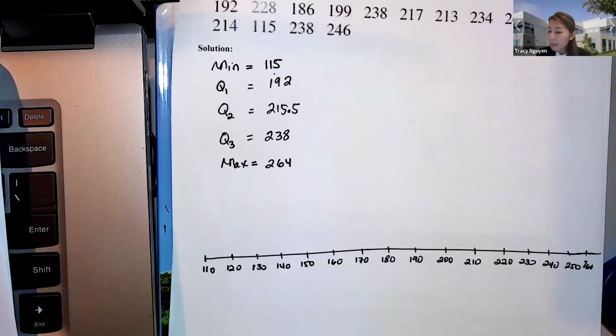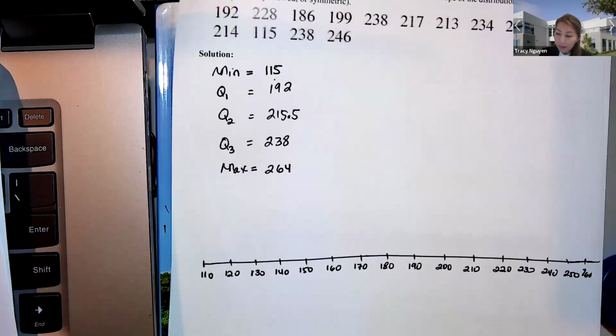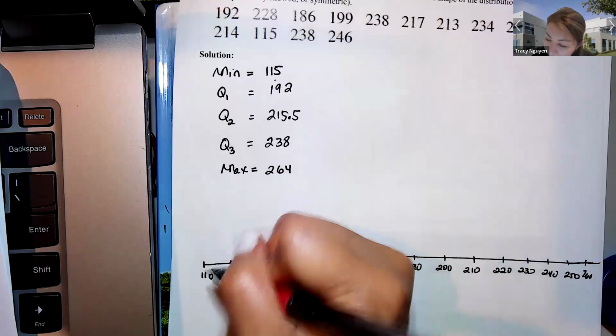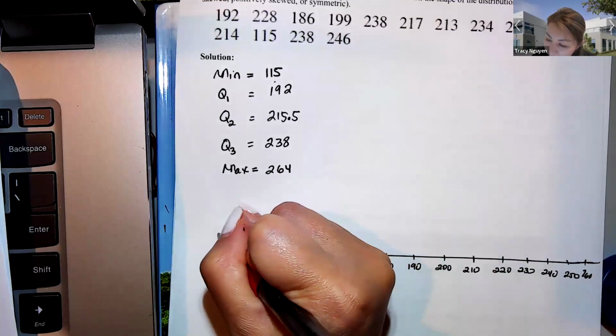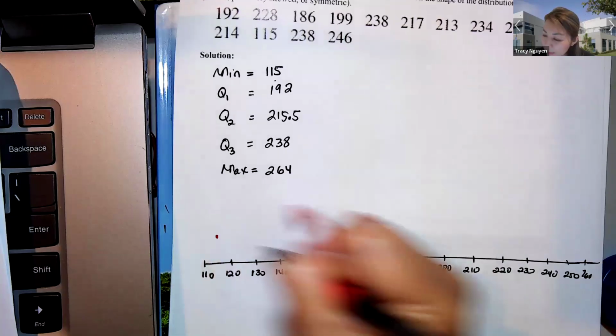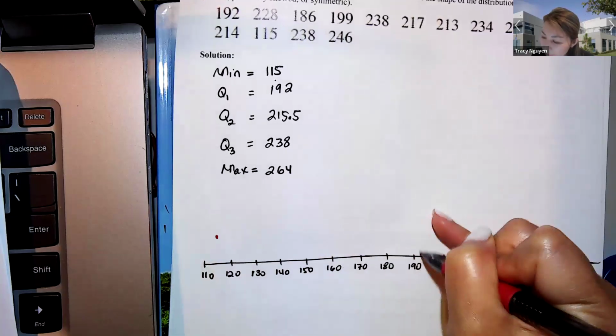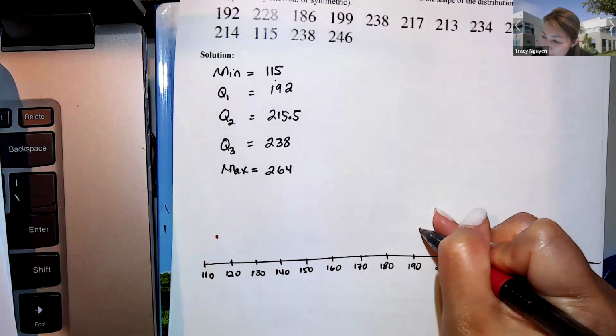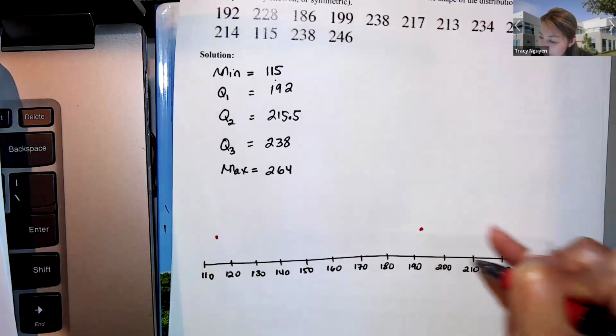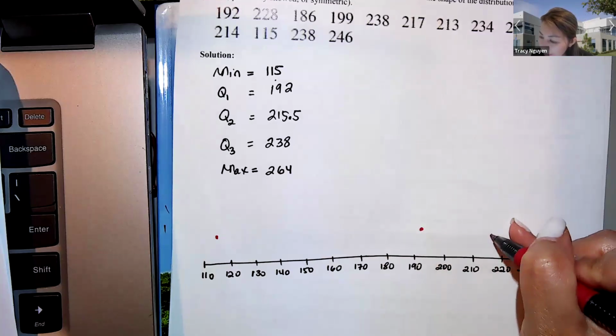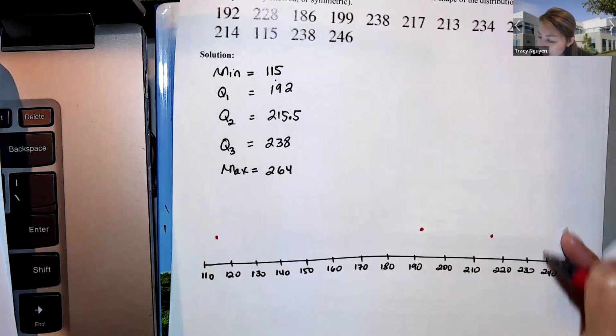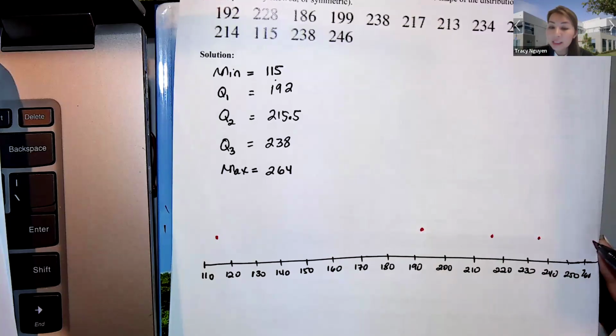Okay, so what we have here, we have the 5-number summary. I'm going to draw the min at 115. I'm going to place a dot here. 192, okay. We have 215.5 right here, 238 right here, and the max is a little bit over 260.